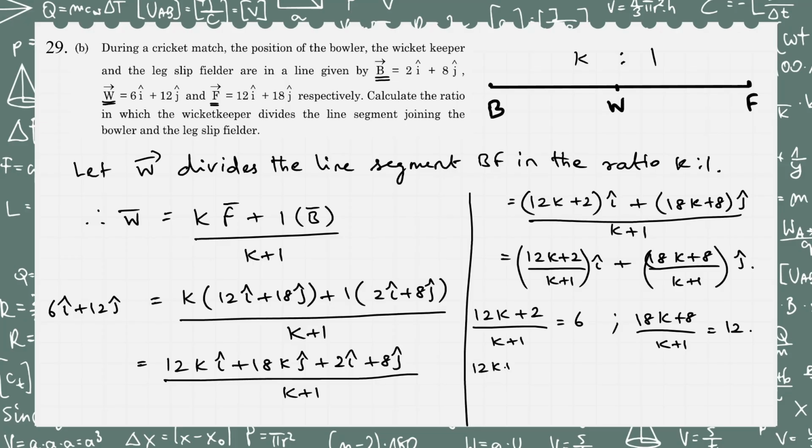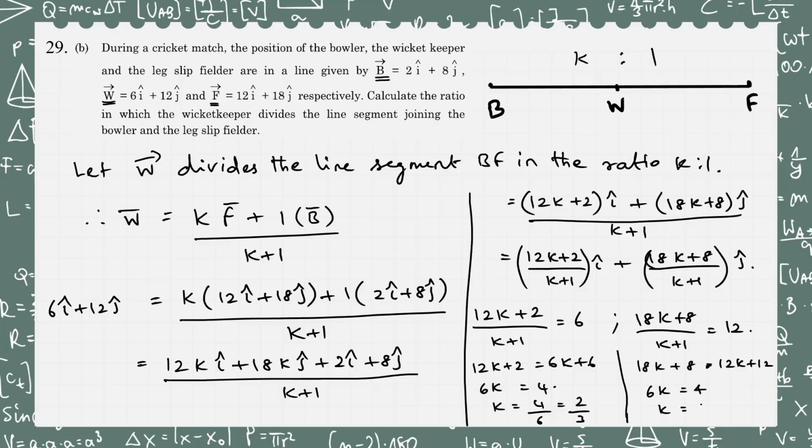So 12k + 2 equals 6k + 6, by cross multiplying 6 and k + 1. So this will give you 6k equals 4, k equals 4 by 6, which is 2 by 3. In the same way, we have to make sure whether we are getting the same answer for the other relation also. So it is 18k + 8 equals 12k + 12. So 6k equals 12 minus 8, which is 4, k equals 2 by 3 only. So we are getting the same answer in both.